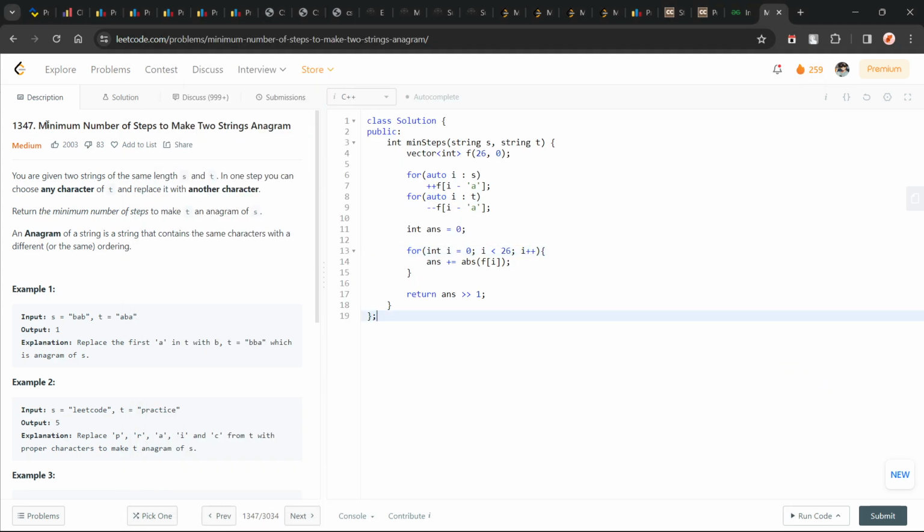So in this video, we are going to discuss the Leetcode problem of the day, and today's problem is minimum number of steps to make two strings anagrams, and it is a medium level problem.